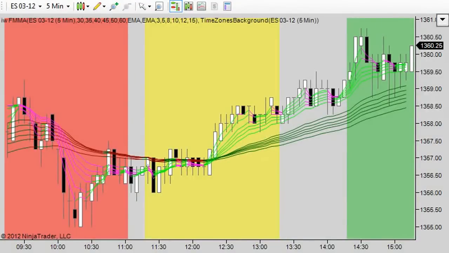So the time zone indicator is a great way to set trading zones throughout the day and helps you stick to your plan and maintain trading discipline.